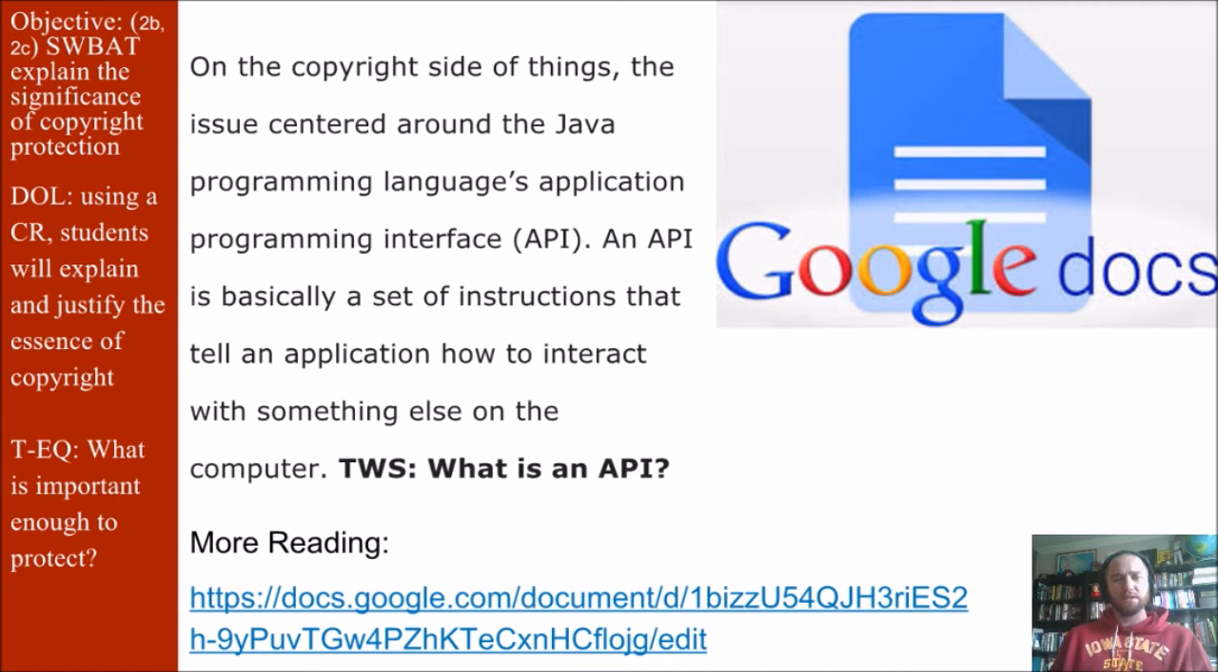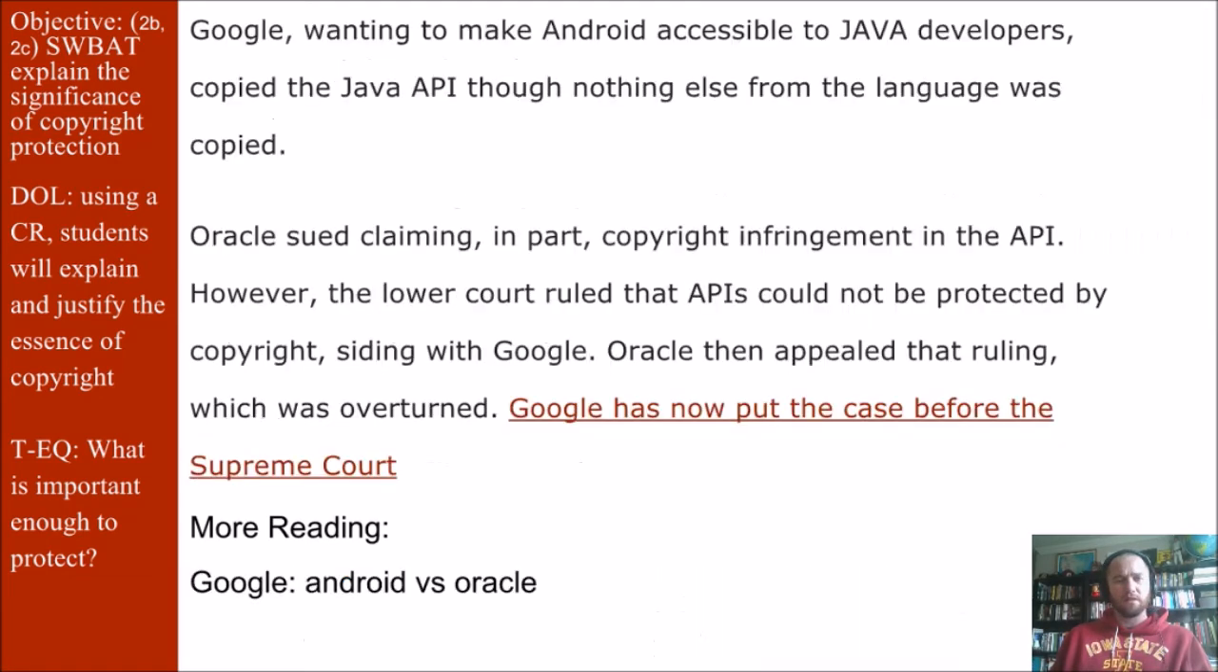On the copyright side of things, the issue centered around the Java programming language's application programming interface, also known as an API. Basically, an API is a set of instructions that tell an application how to interact with something else on the computer. So APIs are a big thing in programming. Quick think, write, share. What did I just say an API is?